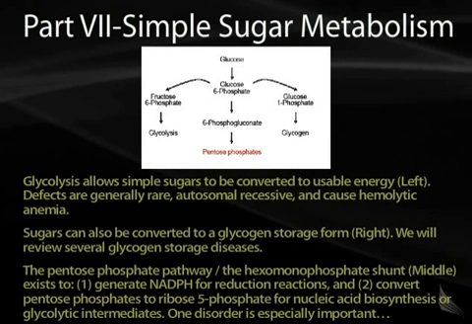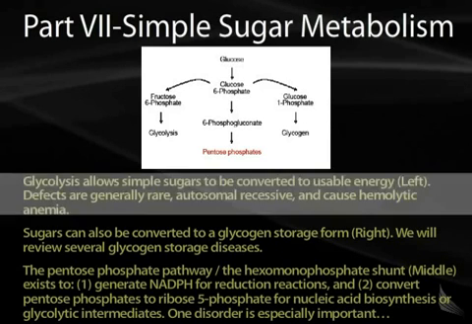Now on to sugar metabolism. We've all memorized this pathway before in our biochemistry lectures. This is glycolysis, right? We have glycolysis, we have glycogen, we have the pentose phosphate shunt. So, going through this diagram, glycolysis allows simple sugars to be converted to usable energy, right? Defects in glycolysis are usually rare. When they are found, they're autosomal recessive and they cause hemolytic anemias.